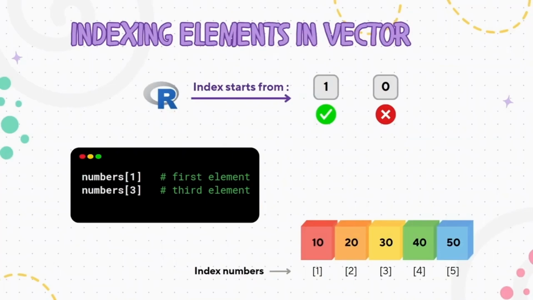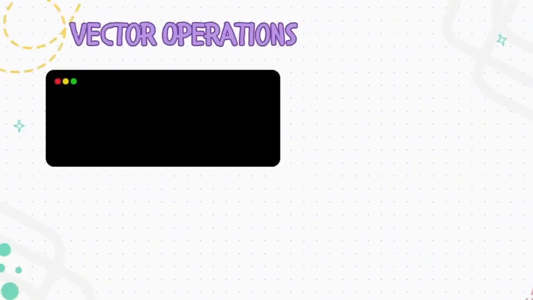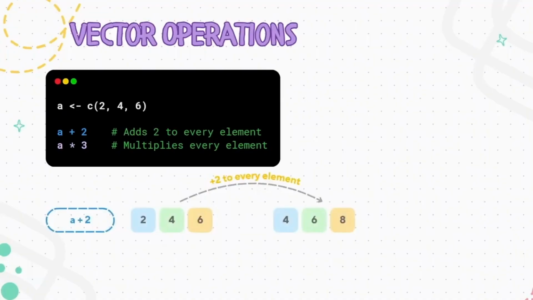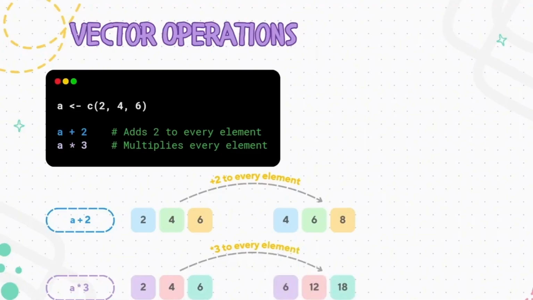Now, after talking about accessing the individual elements of a vector, we arrive at one of the coolest things about vectors in R, and that is vector operations. The cool thing about vectors in R is that they can perform operations on all elements at once. For example, if I had a vector called A, which stored a collection of 2, 4, and 6, and I did A plus 2, it would add 2 to every element of the vector, and we would end up with 4, 6, and 8. Likewise, if we did A times 3, we would be multiplying every element of the vector by 3, and we would end up with 6, 12, and 18.